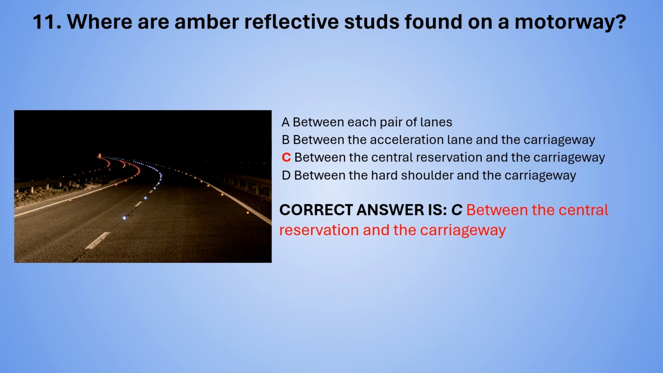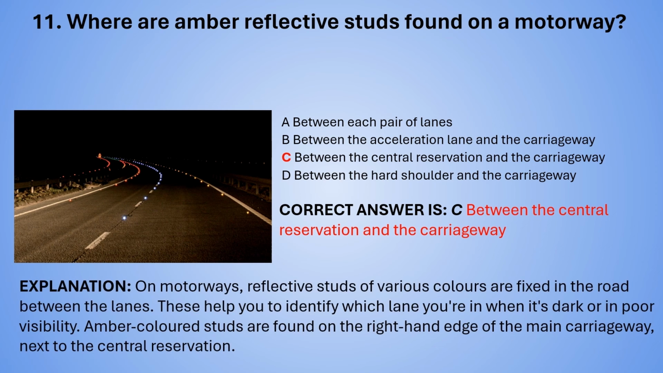On motorways, reflective studs of various colors are fixed in the road between the lanes. These help you to identify which lane you are in when it's dark or in poor visibility. Amber-colored studs are found on the right-hand edge of the main carriageway next to the central reservation.